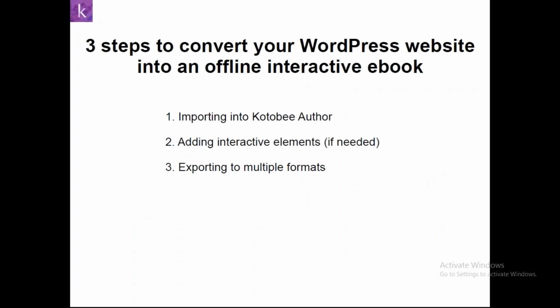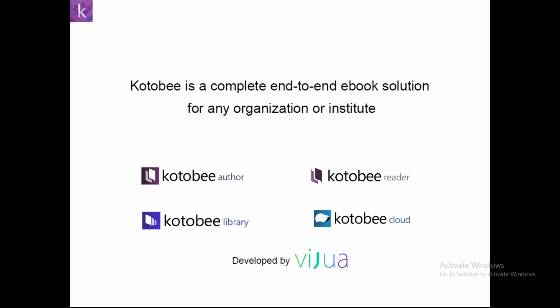Okay, so first let me give you the steps to do so. The 3 steps to convert your WordPress website into an offline interactive ebook. First, we will import it into the Kotobee Author, the authoring tool we're going to work on today. And then we're going to add interactive elements if needed, because of course it's a website, so it can contain videos and book widgets, such things. But if you want to maybe give animations to the images, insert pop-up messages, questionnaires, we can do so through the Kotobee Author. And finally, we will export this ebook to multiple formats to use it on all devices.